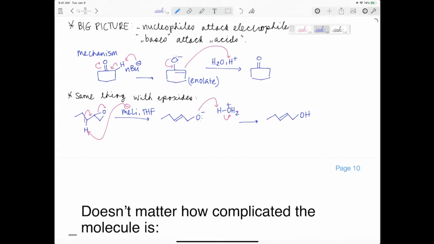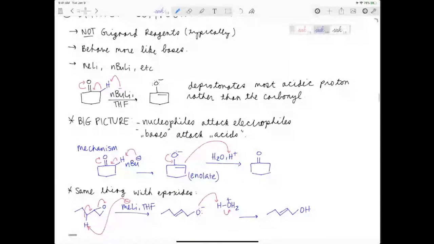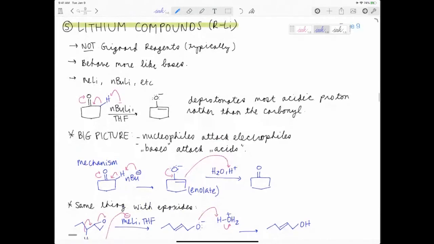So this is not something that you really have to take note of, but because it came out on your problem set, if you see the answer and it seems a little bit different, you must be wondering what's going on. This is exactly it. Alkyl lithium compounds behave more like bases.